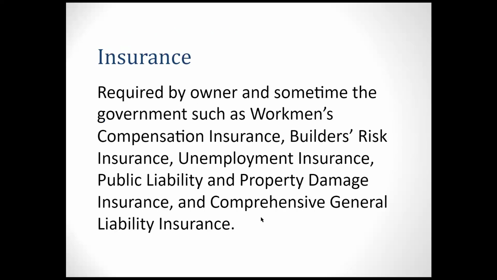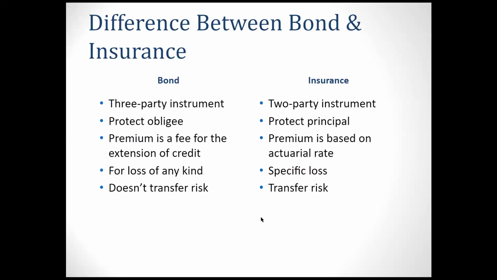So insurance. We mentioned it early, the insurance is required by the owner or sometimes the government, such as workmen's compensation insurance, builder's risk insurance, unemployment insurance, public liability and property damage insurance, under the comprehensive general liability insurance. So I may have some special insurance required by the owner, or the contractor can buy some special insurance to protect themselves as well, right?